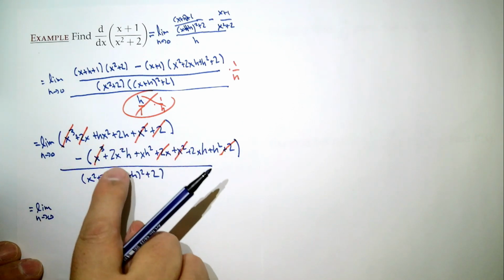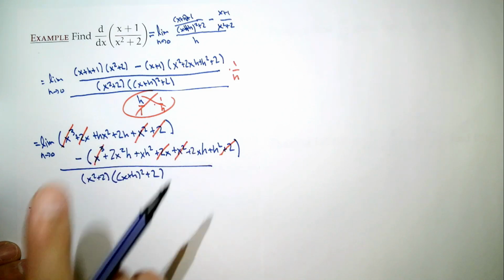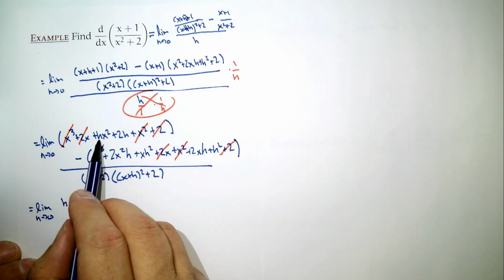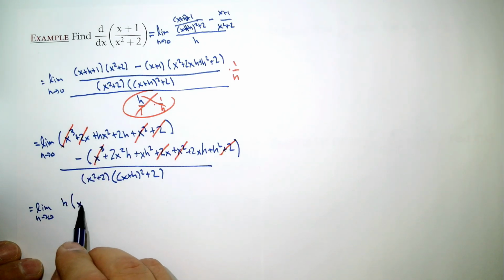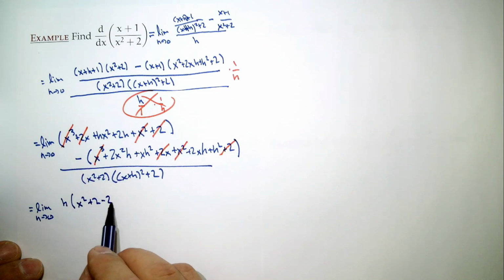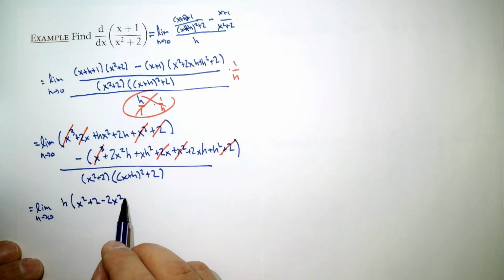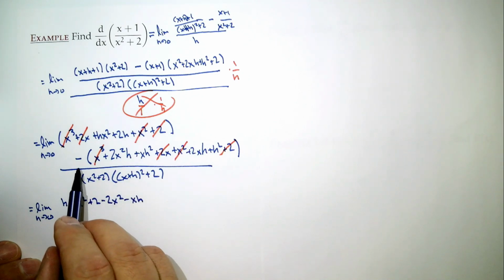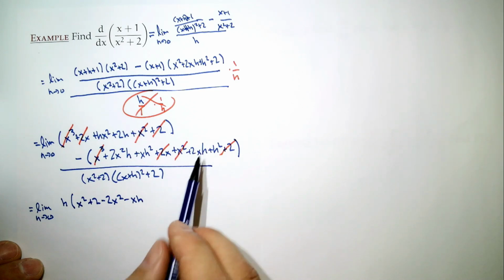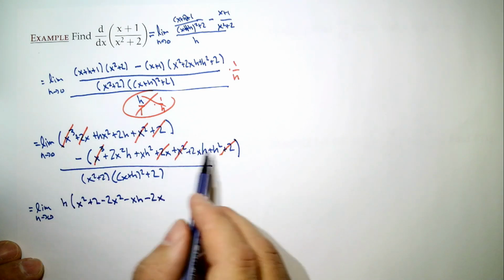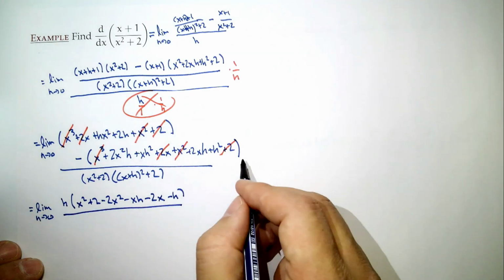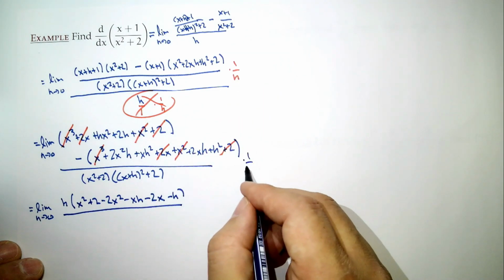Looking at all the terms that remain, everything that's left does have an h in it. So I'm going to go ahead and factor an h out. So we have h times x squared plus 2, then we have minus 2x squared, so we'll clean that up in a second. Minus x times h, then minus 2x, because remember we pulled that h out. Then minus h. And downstairs, oh, whoops, I forgot the 1 over h. There's a 1 over h there.